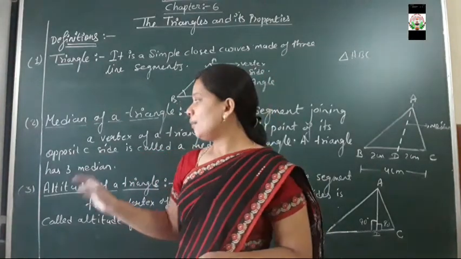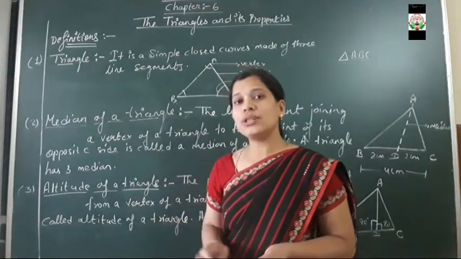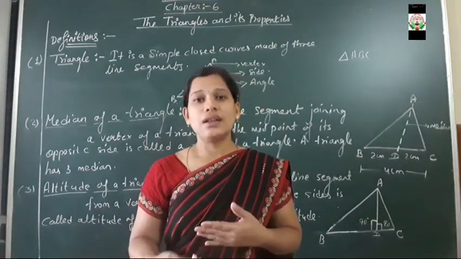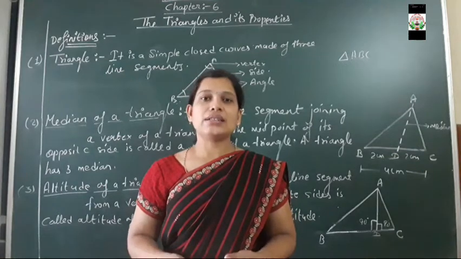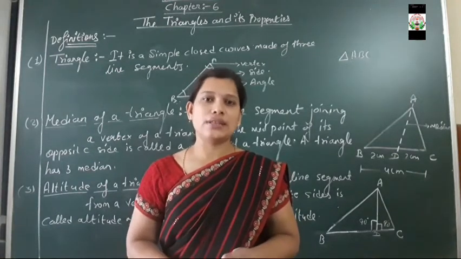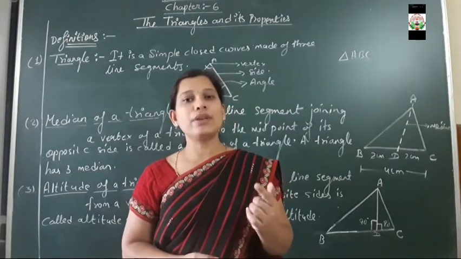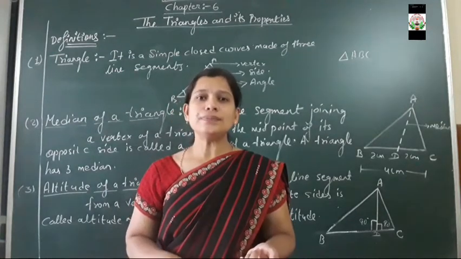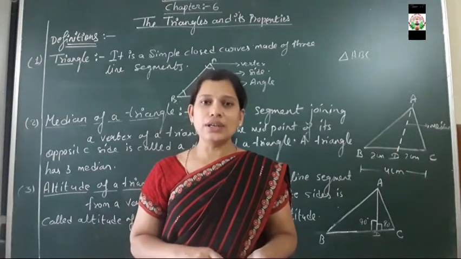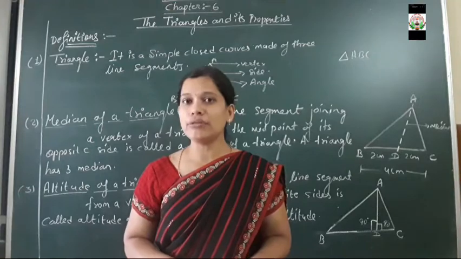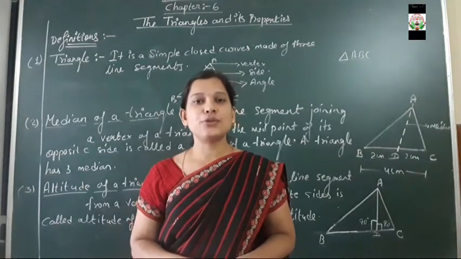Did you understand what a median is? A median is a line that divides the opposite line segment of a triangle from a vertex into 2 equal parts. So that kind of line segment which starts from the vertex A and joins the opposite side of a triangle, dividing it into 2 equal parts, such a line segment is said to be a median.